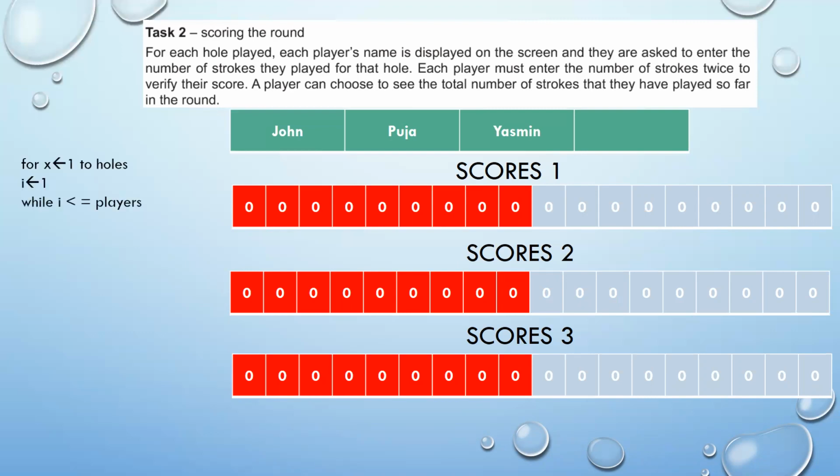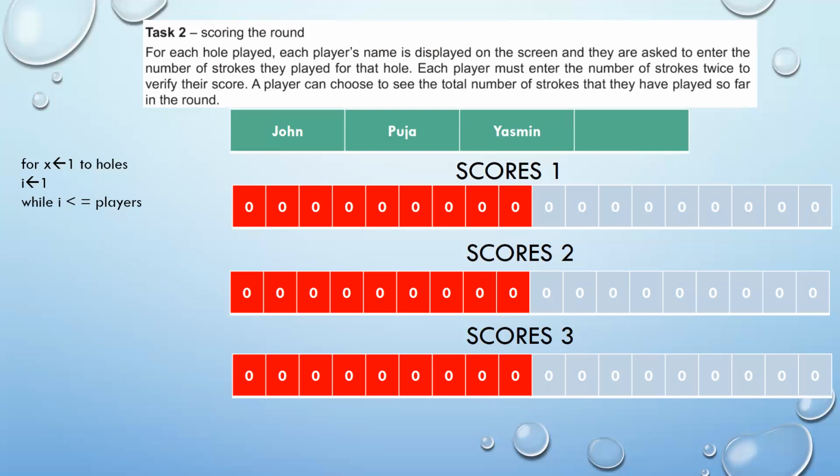Now the question says each player's name is displayed on the screen and they are asked to enter the number of strokes they played for that hole. Now, if we assume that there are 9 holes in a round and there are 3 players, so each player will have 9 scores. So 9, 9 and 9 will get 27 scores. That means user will have to enter the scores 27 times.